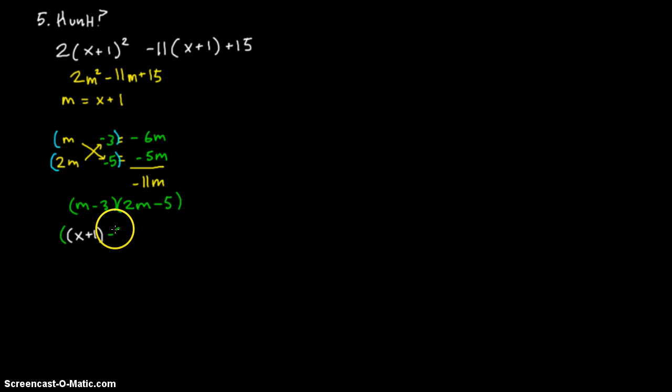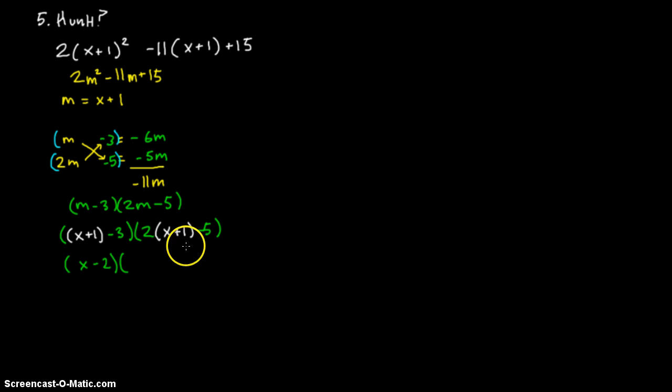Back, minus 3. And then it's 2 times what? Let's replace 2 times m, but now m is x plus 1, minus 5. Okay, a little weird, but we can do this. So what do I end up having? Well, there's an x plus 1 minus 3. So plus 1 minus 3, that's a minus 2.